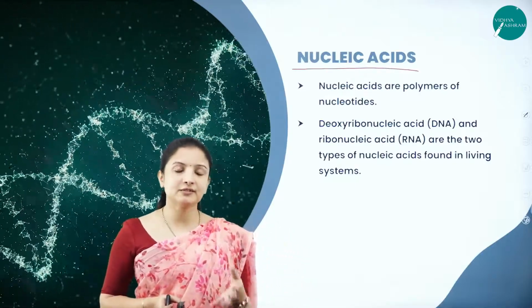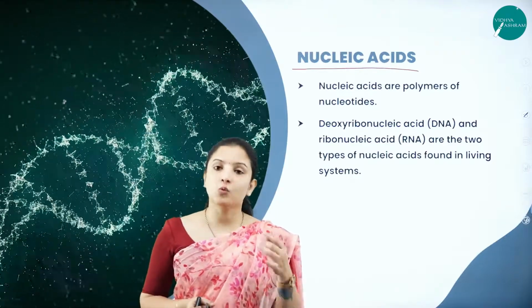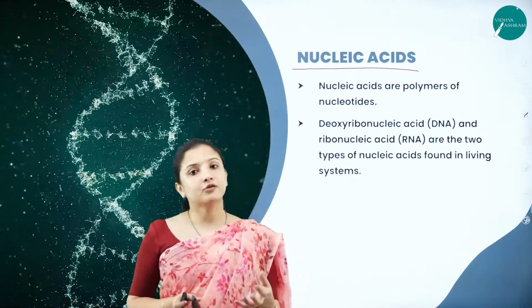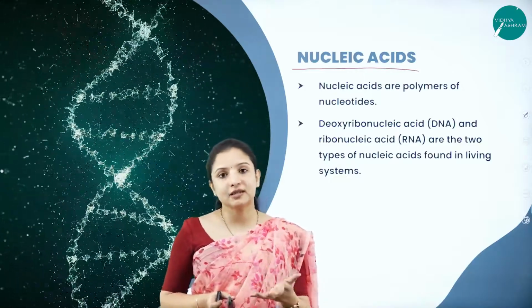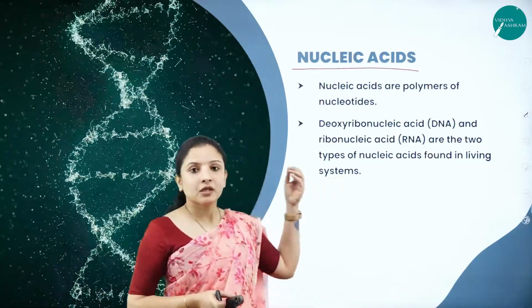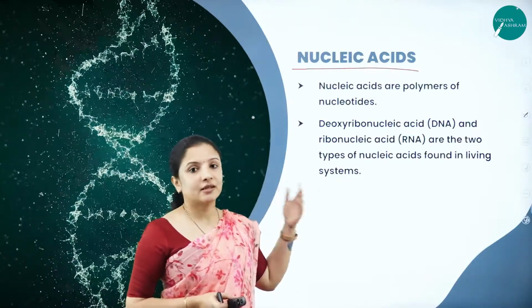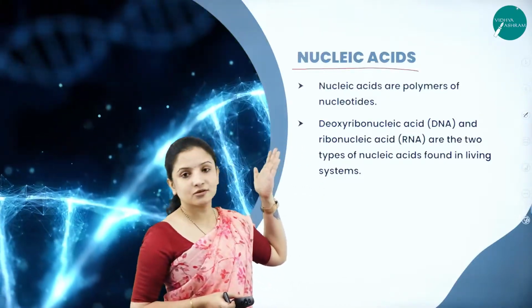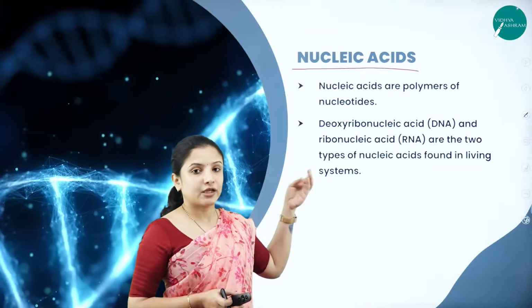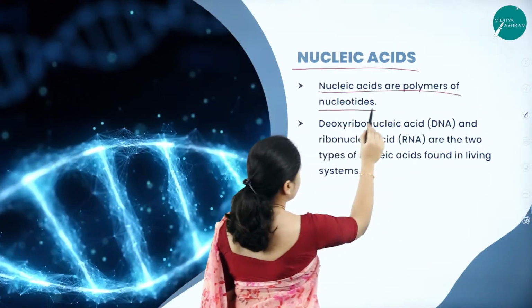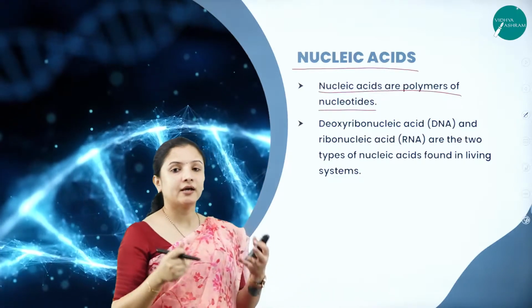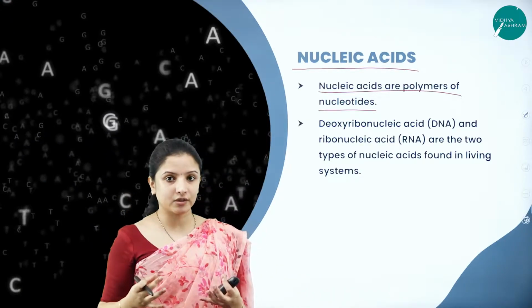Inside the nucleus, it is made up of chromosomes. What is there in the chromosome? In the chromosome, DNA is there. What is the DNA made up of? The DNA is made up of the genes. And what are the genes? They are nothing but the nucleotide bases or the nucleic acids. So therefore, nucleic acids are polymers of nucleotides. Polymers meaning they are long chains of nucleotides.